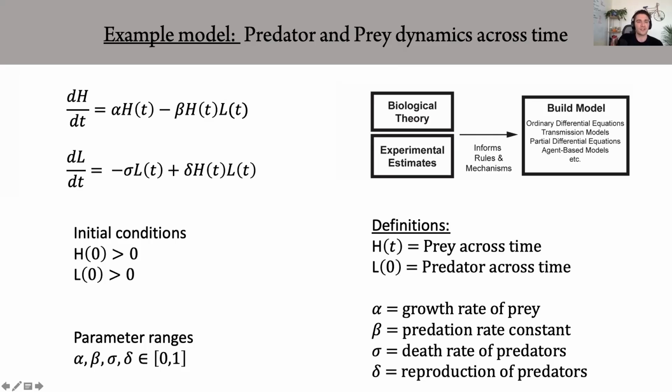So there's several constraints to this model. Here are the model equations. You need to start with both species having greater than 0 population, and the parameter ranges are generally bounded between 0 and 1. Just some quick definitions to take us through the equations. The variable H is the prey across time, L is the predators across time. We've got 4 different parameters which represent these different interactions between the predators and the prey. So we're really sitting at this point with our model. We've got it in hand, and it's been built up through the literature, through thousands of different papers, based on some theory and some initial experimental estimates.